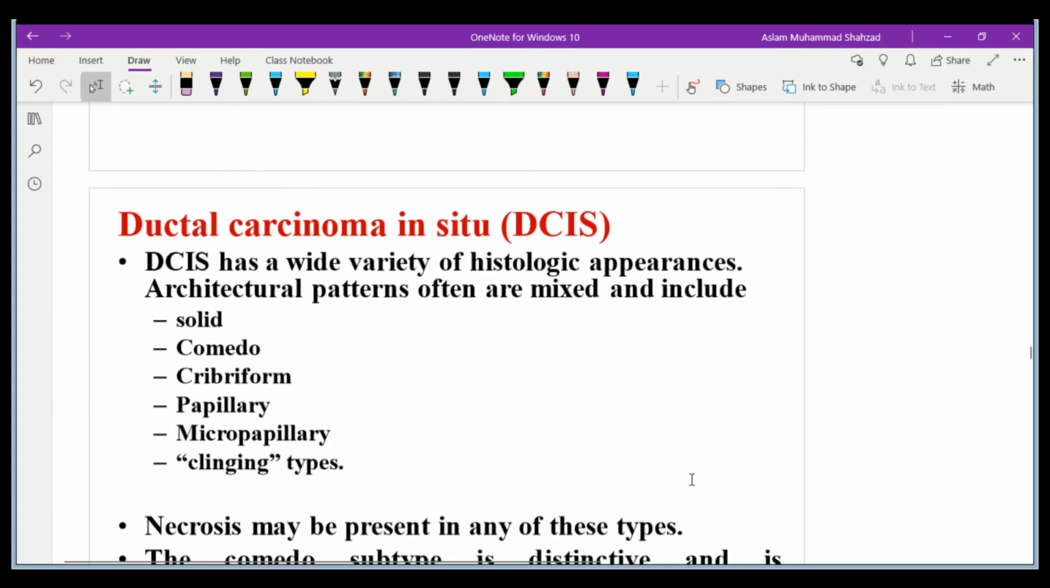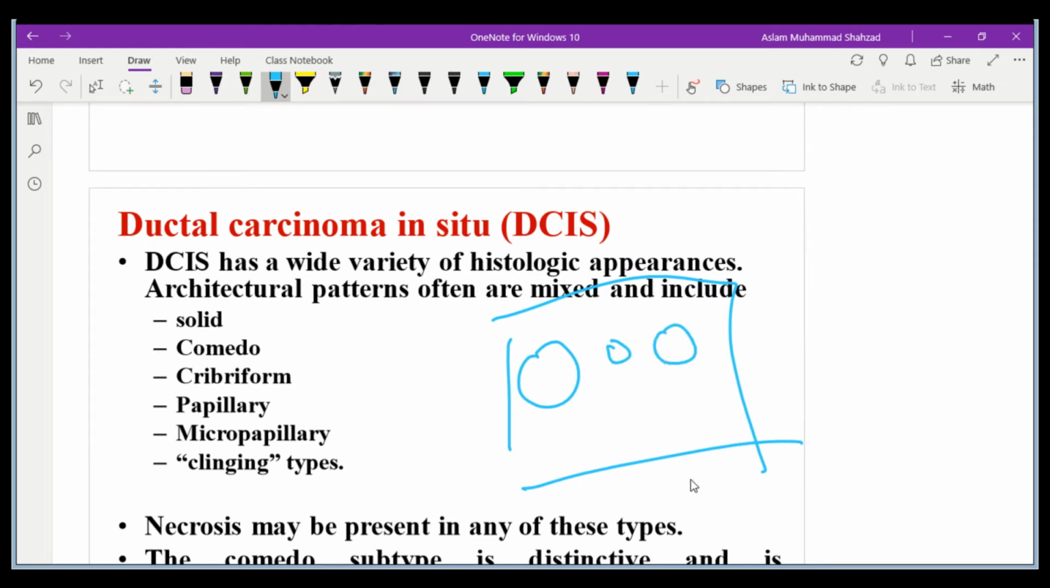When we talk about ductal carcinoma in situ, the structure looks like solid, comedo, cribriform, papillary or micropapillary clinging types. So these are architectural changes like cribriform. I already discussed the cheese-like structure, having very small holes and big holes, so histopathologically it looks like the cribriform appearance. It could also be papillary or micropapillary types, or it is responsible for the formation of comedo architecture. What is comedo architecture? It can be explained in terms of central necrosis.